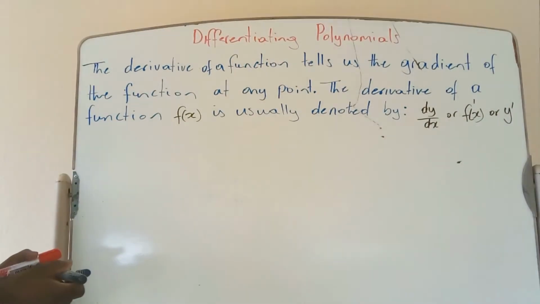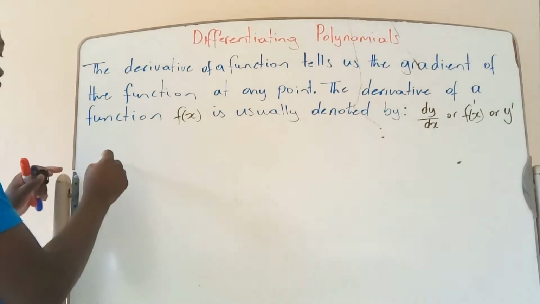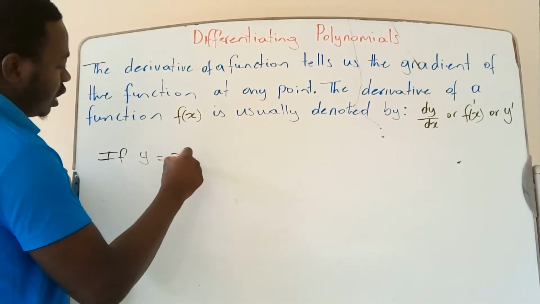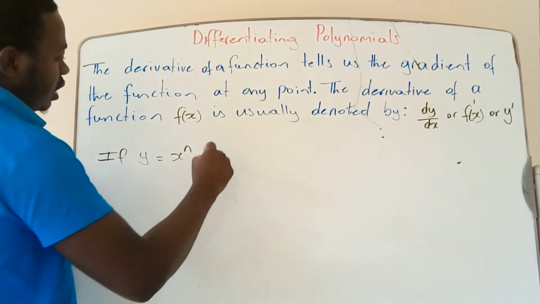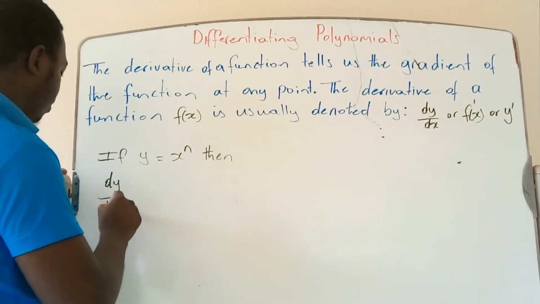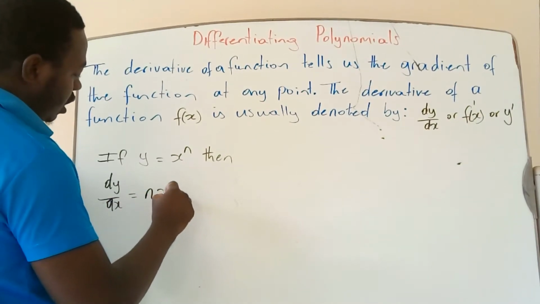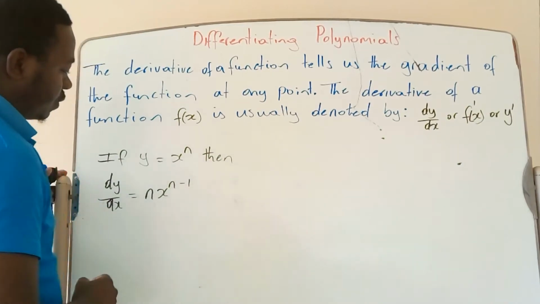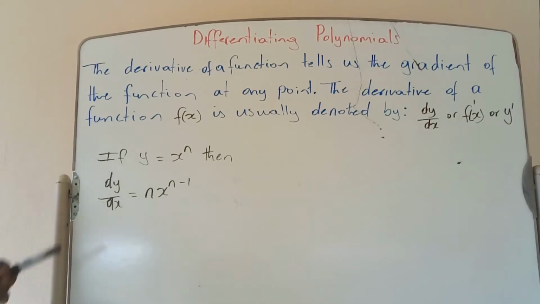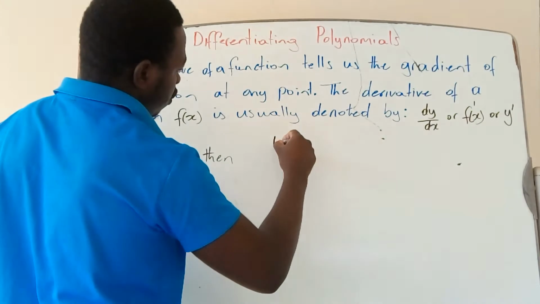Now, one of the rules that I am going to teach you is the power rule. Let's say if y is equal to x raised to the n, then dy by dx, which is the derivative, is equal to n times x to the n minus 1. So that's what the power rule states. So let's look at some examples. Example 1.